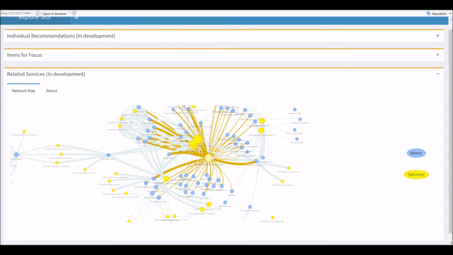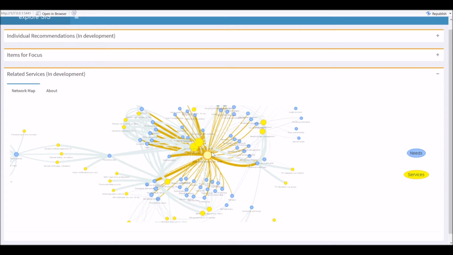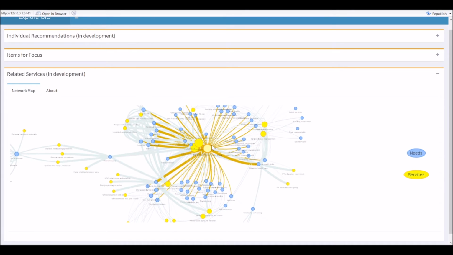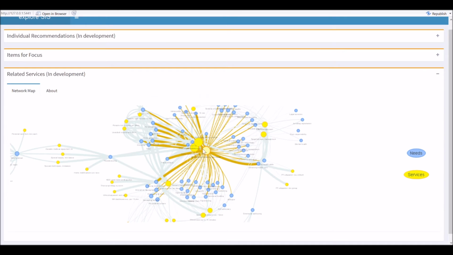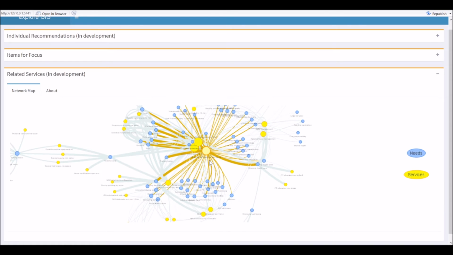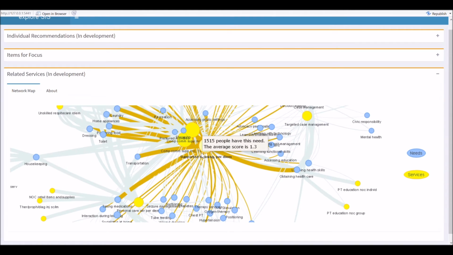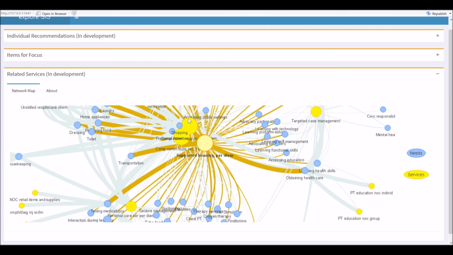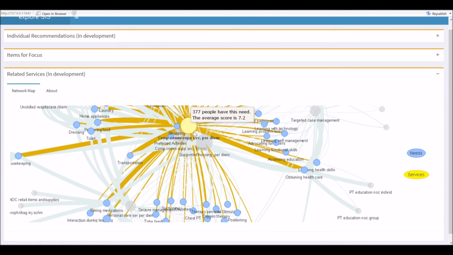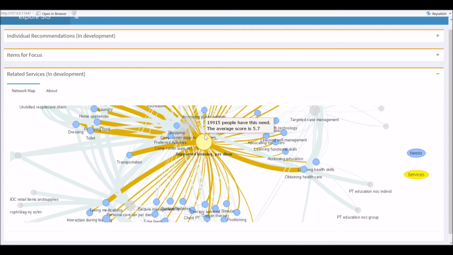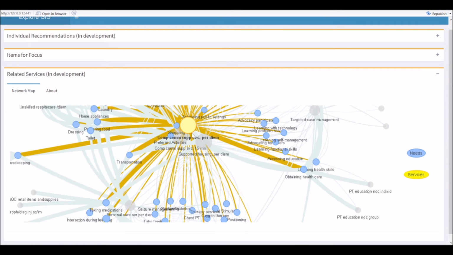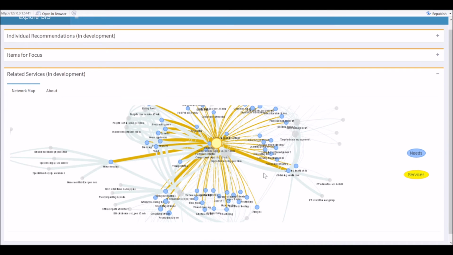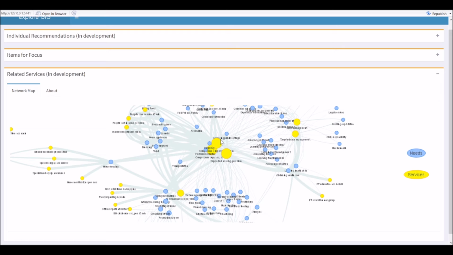If you click on a particular service or need, it should highlight all the relationships, right? So here we're looking at one of these services that's related to a lot of different needs. And if we zoom in, we can see why. So this is supported housing per diem, right? So the large ones here are really residential and either per diem or per 15 minute CLS. So by looking at that, you can see, all right, these are services obviously that are related to and can address a multitude of different types of need.